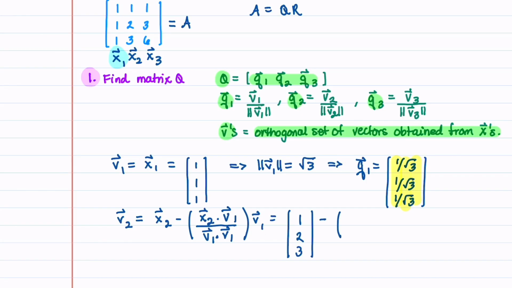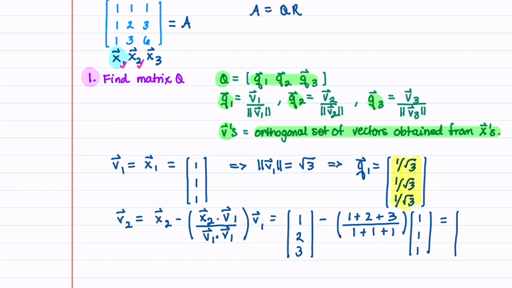So x2 dotted with v1, if we look back up top, that's just going to be these two vectors taking the dot product. And that's going to give us 1 plus 2 plus 3. And then in the denominator, we have v1 dotted with v1, which is just x1 dotted with x1, which is 1 plus 1 plus 1. And that gets multiplied by our vector v1, which is 1, 1, 1.